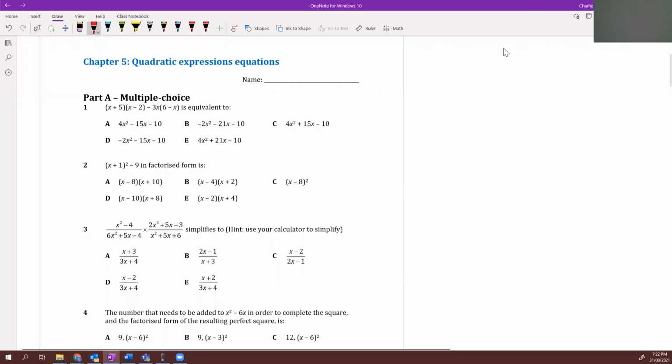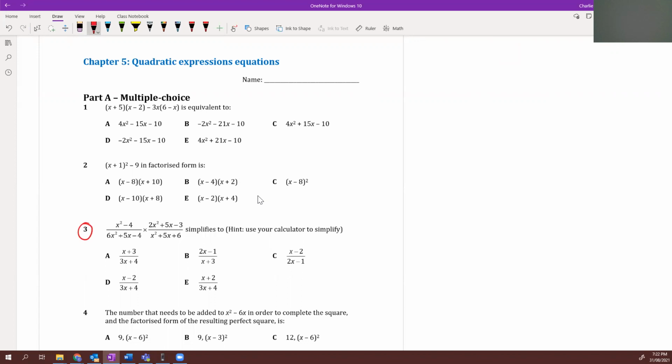Hi guys, this is a walkthrough for your Chapter 5 revision test. So I will try to explain the questions without using a calculator, but some of the questions, like the third question, we're actually expecting you to do by using a calculator. But if you can do it by hand, that's fine.